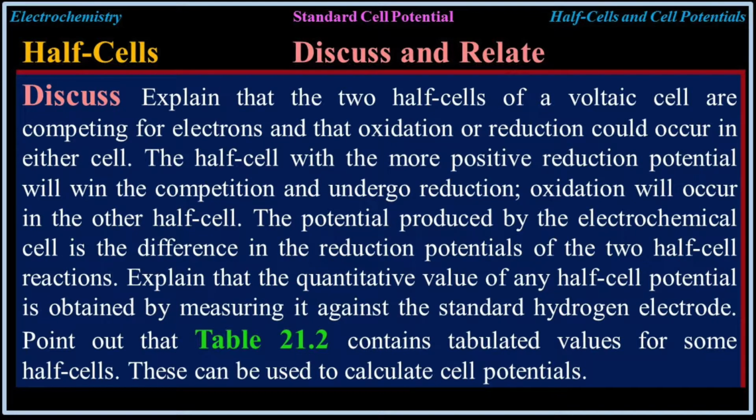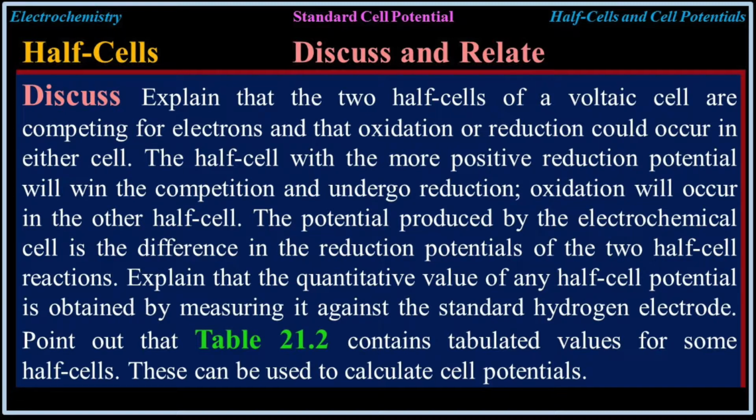Half cells. Discuss. Explain that the two half cells of a voltaic cell are competing for electrons and that oxidation or reduction could occur in either cell. The half cell with the more positive reduction potential will win the competition and undergo reduction. Oxidation will occur in the other half cell. The potential produced by the electrochemical cell is the difference in the reduction potentials of the two half cell reactions.